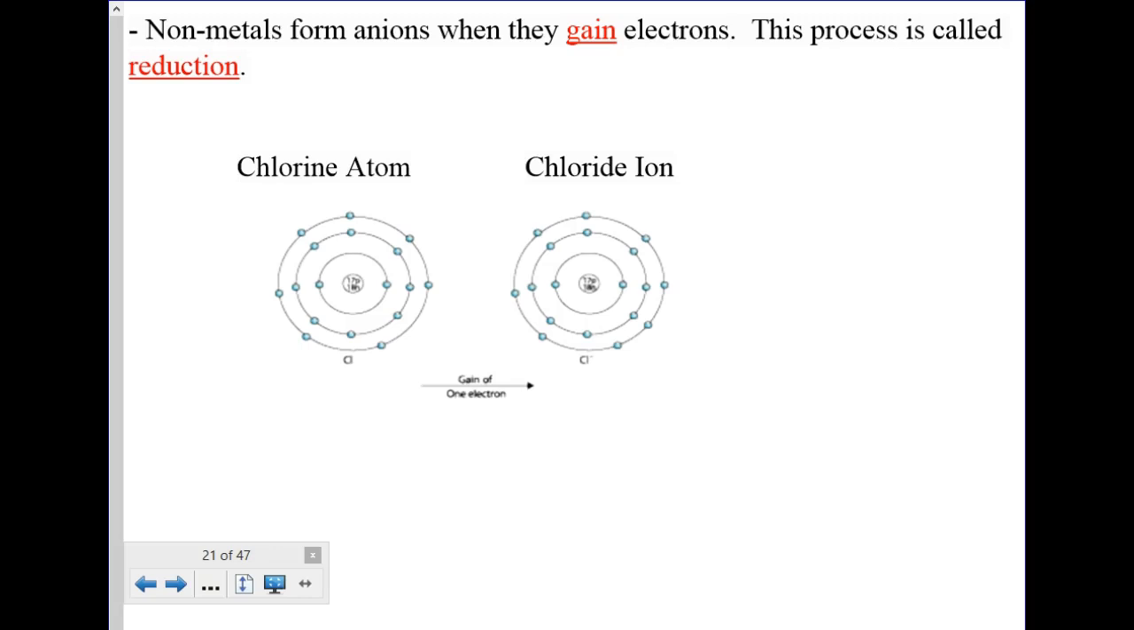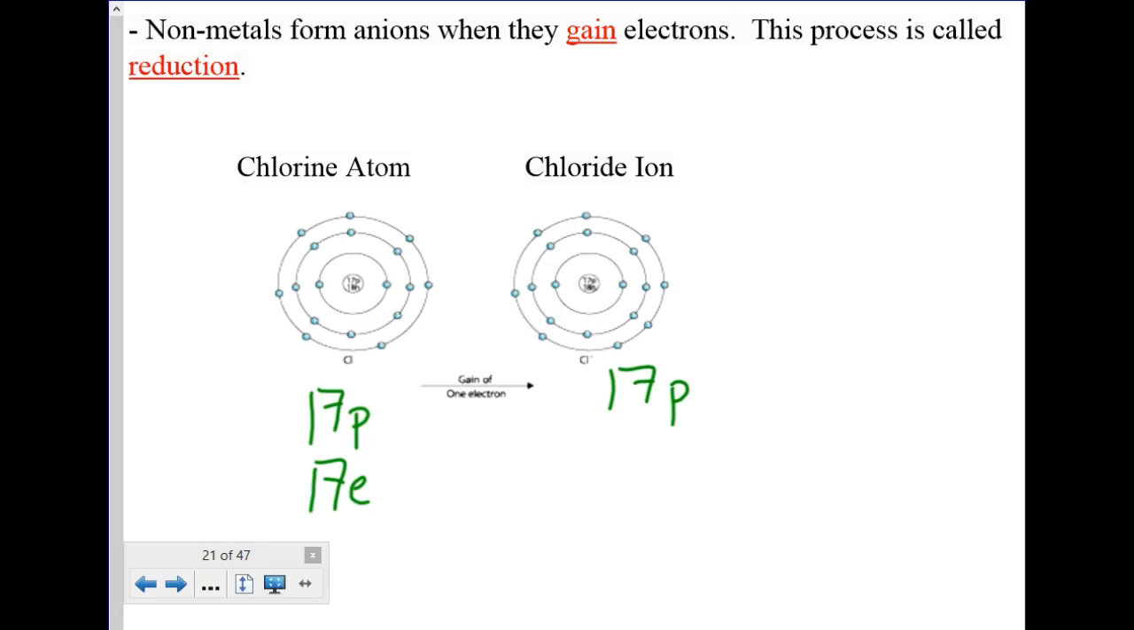Find chlorine. Find Cl on your table. All right, 17. The chlorine atom has 17 positive charges. The chlorine ion also has 17 positive charges. An atom, by definition, is neutral. That means that there must be 17 electrons in a chlorine atom.